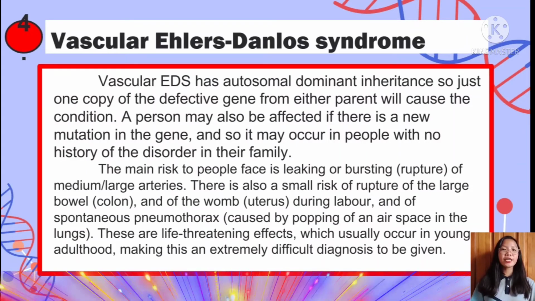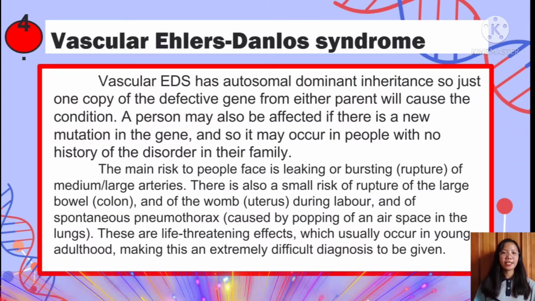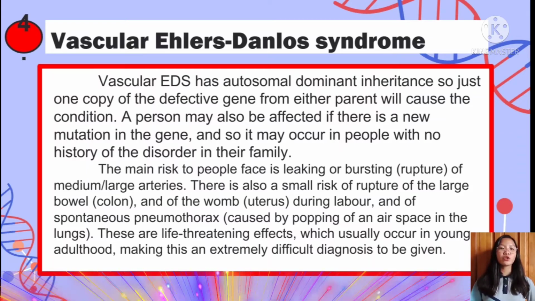And so, vascular EDS may occur in people with no history of the disorder in their family. The main risk to people's health is leaking or bursting of medium or large arteries. There is also a small risk of rupture of the large bowel and of the womb during labor, and of spontaneous pneumothorax.